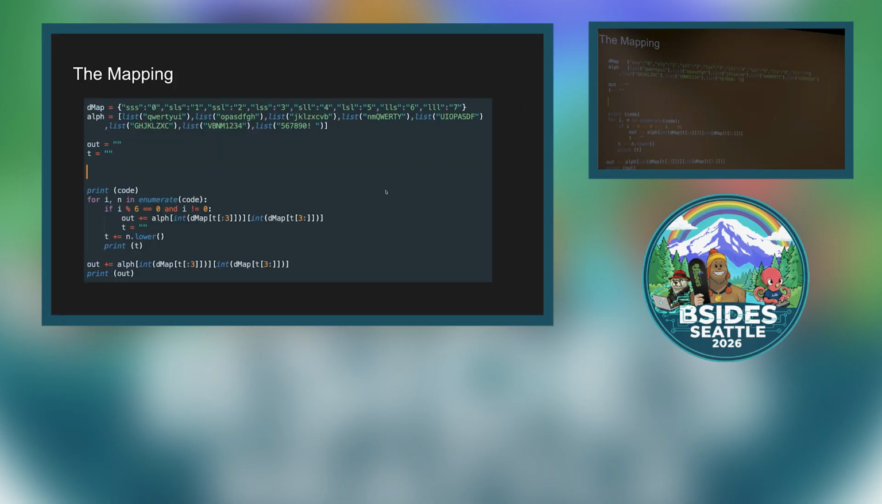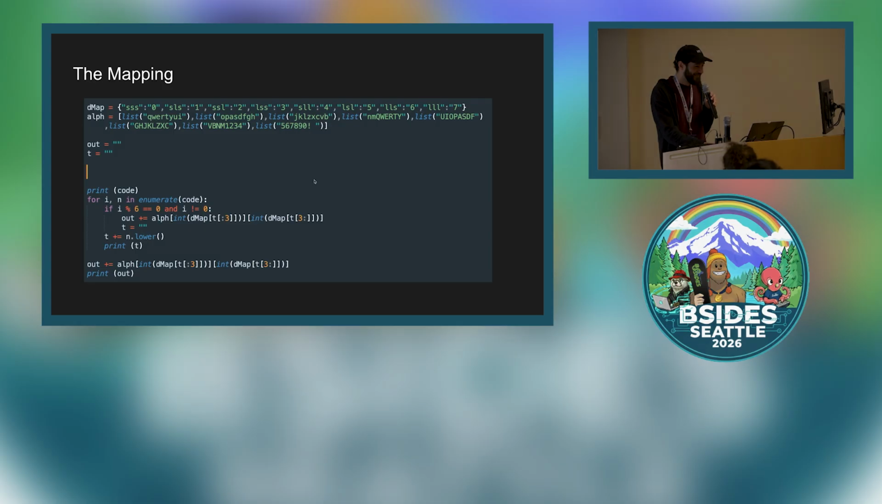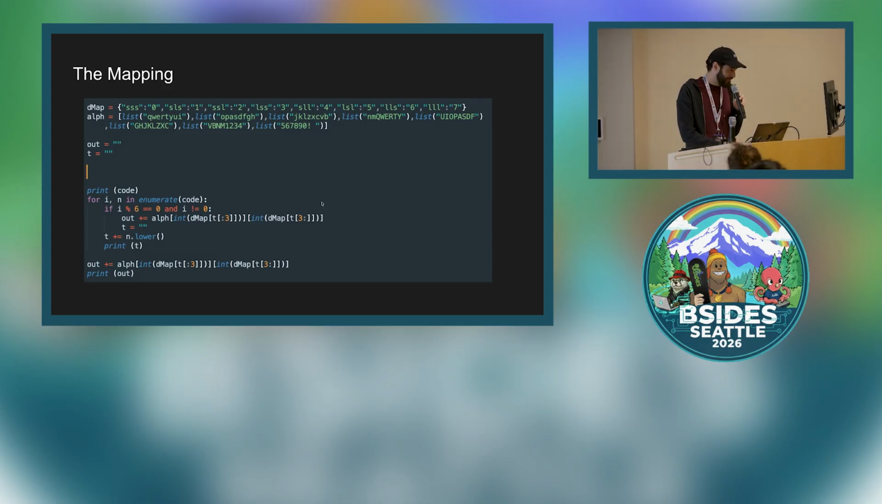Okay, so this is the code I wrote. I think this is enough to convince you I'm not a software engineer. I hack for a living. But I did want to show the mapping just so you had an idea of how we're actually reconstructing this.